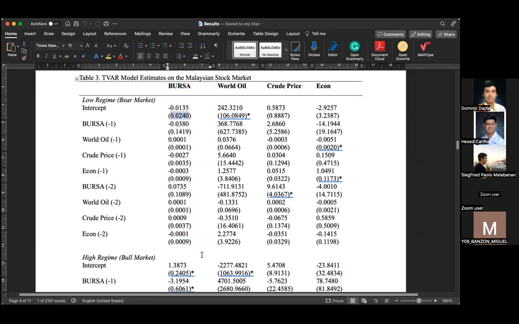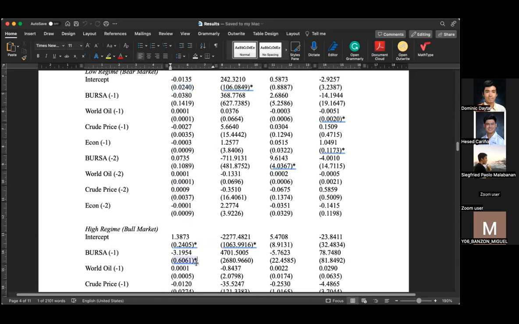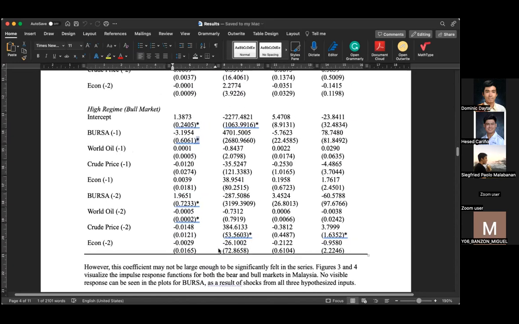Pero yung babantayan nyo dito is pag naglagay ako ng asterisk. If I put in an asterisk there, that means based on the results, based on significance testing, this effect is significant pag may asterisk. Okay? So yun yung babantayan nyo dito.